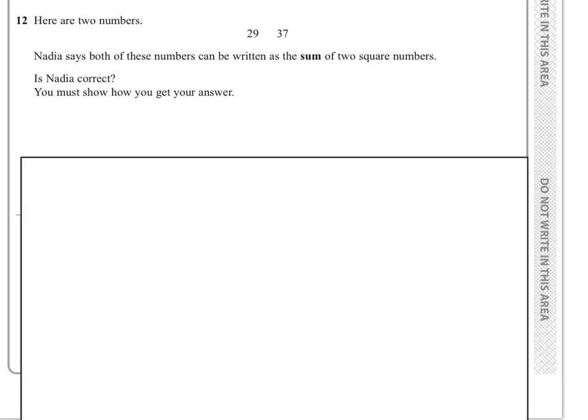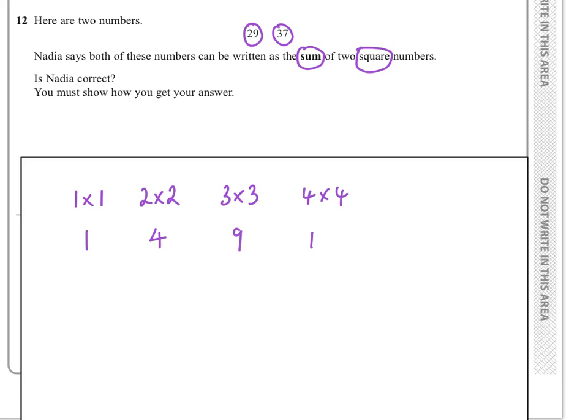Question 12. Here are two numbers, 29 and 37. Nadia says both of these numbers can be written as the sum of two square numbers. Well, let's write down the square numbers. We have 1 times 1, that's 1, 2 by 2, that's 4, 3 times 3, 9, 4 times 4, 16, 5 times 5, 25, and 6 times 6, 36, and of course this list carries on.